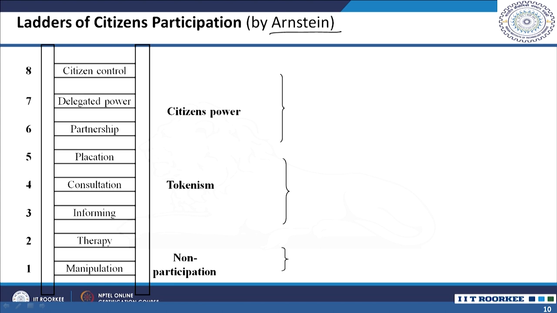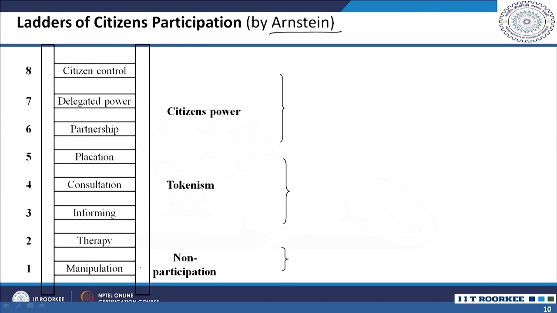Let me discuss from the bottom. So, manipulation is basically you are not making people participative, you are not participating, but you are manipulating the data. So, manipulating just data to show that you are making people participate, but no, it is not actually happening. So, it is not actual participation.